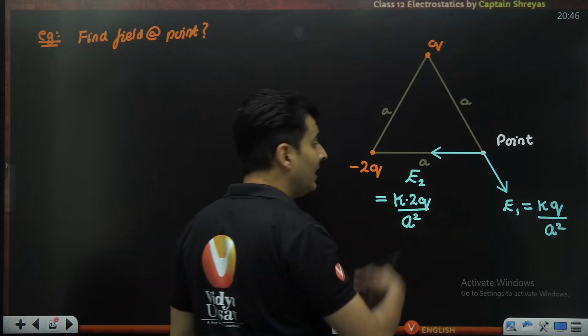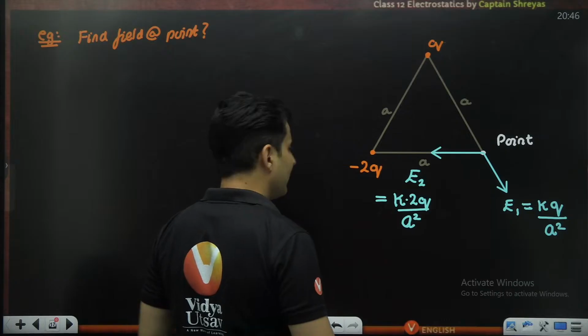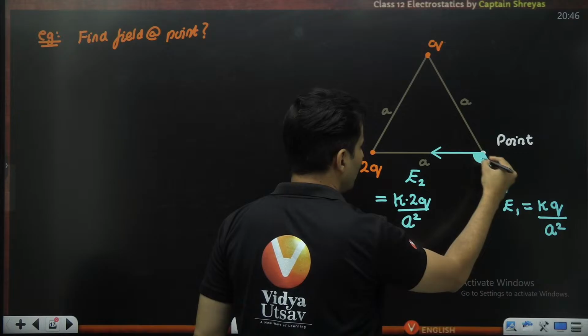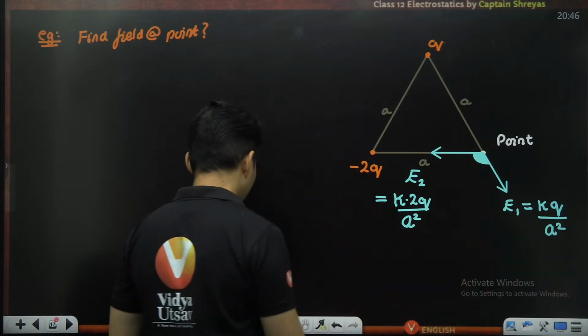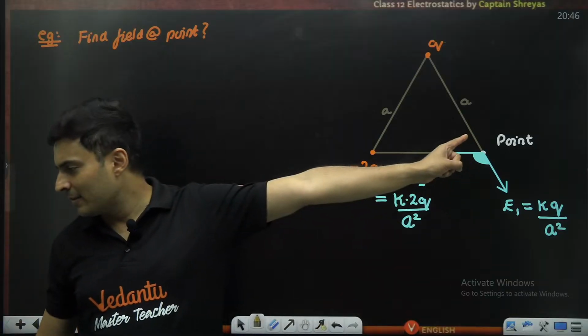How do I find the net field? By vector addition. If you look at it, these are the two vectors. I think the angle also you can make out. It is not that difficult. Let's see how many of you are able to spam the answer in the chat box. Come on, guys. How much is this angle? I want to see the answer in the chat box quickly.